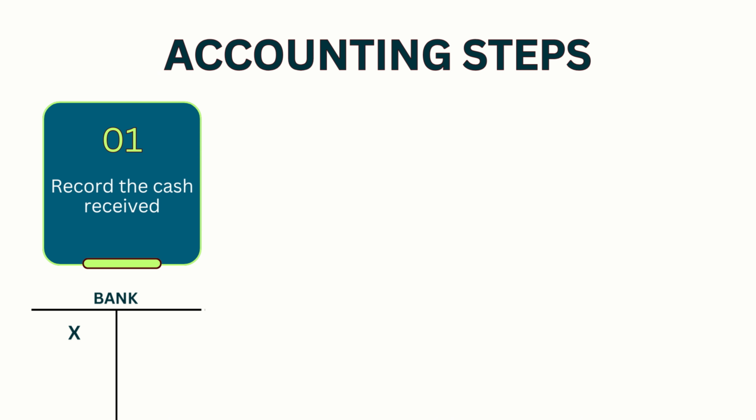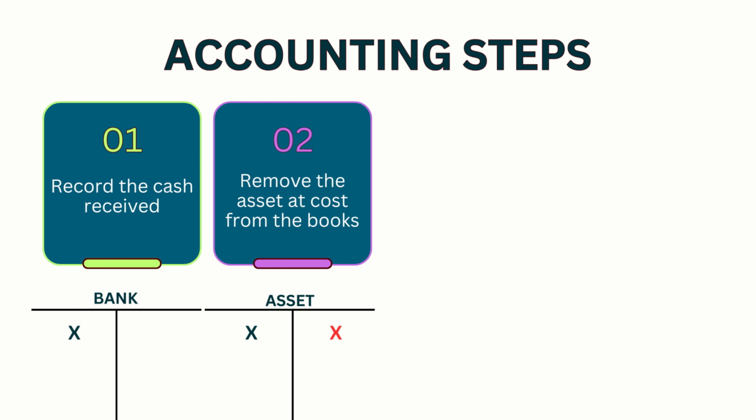Step 1 is to record the cash received. When we sell an asset, the business receives cash or money into the bank. That means we debit the bank account with the sale proceeds. Step 2 is to remove the asset from the books. Remember, non-current assets are always recorded at original cost, not net book value. So when the asset is sold, we must remove it at cost. Assets leave the books at cost, not at net book value.